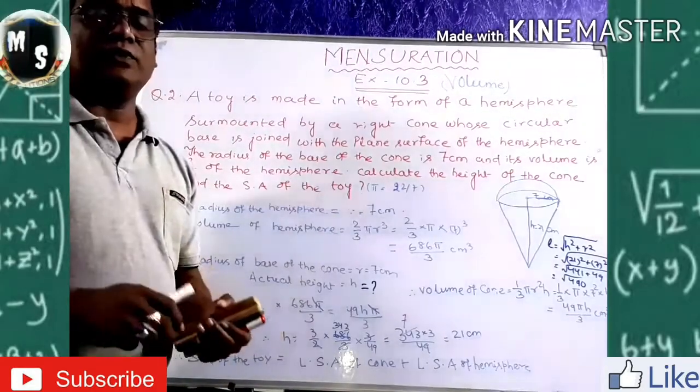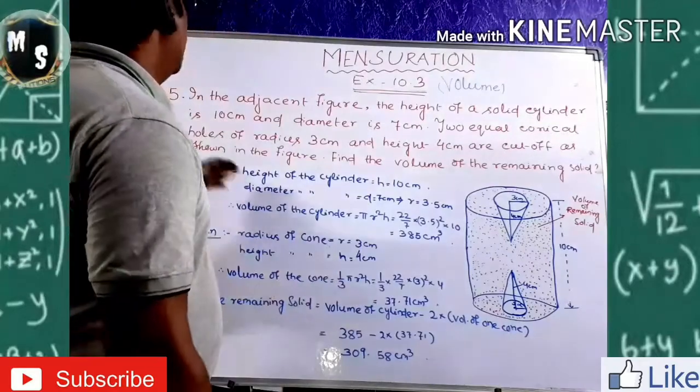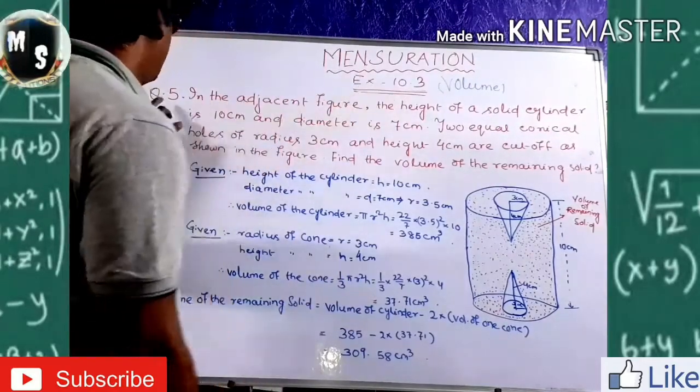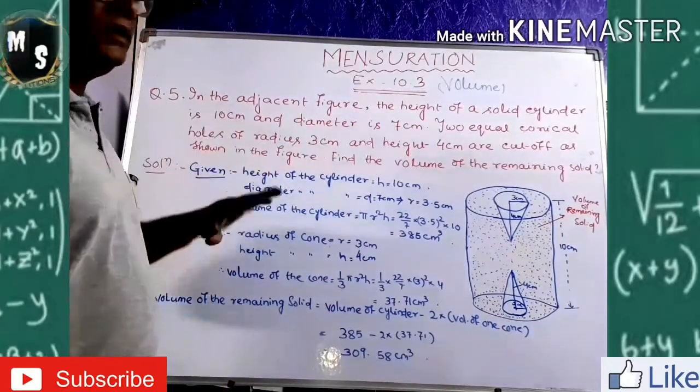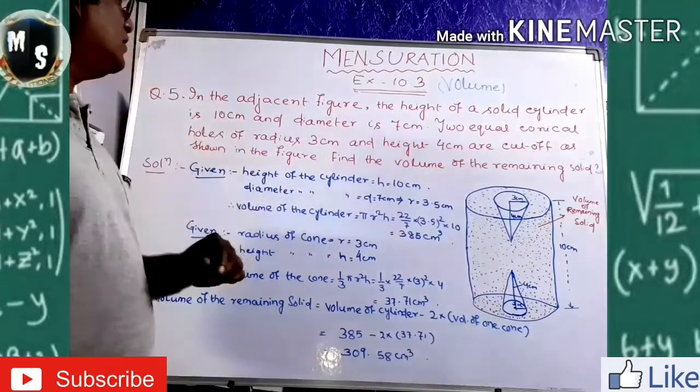I am just going for the next sum. Now come to the next sum. What is the next sum? That is exercise 10.3, question number 5. Question number 5 is important. Why? The diagram is a little bit tricky. Try to understand the diagram now.